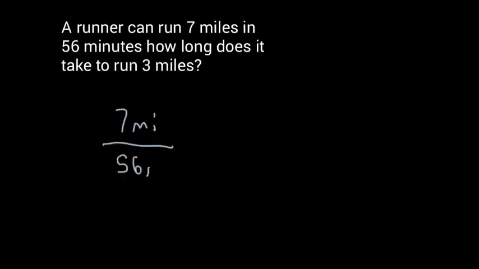56 minutes. Now I encourage you to write your units with this because it's easy to see if you set these up wrong. There's more than one correct way to set it up, but there's also some wrong ways to set up. And so you always want to make sure you're putting whatever your units are on the same level. So since my miles are on top in my first ratio, they need to be on top in my second ratio. So 3 miles, and I don't know how many minutes, so I'll just put an x there.